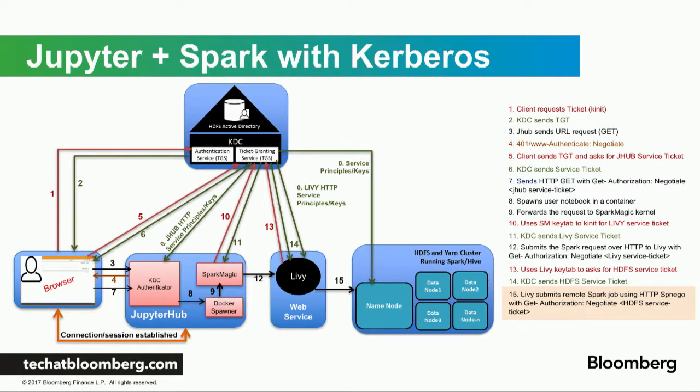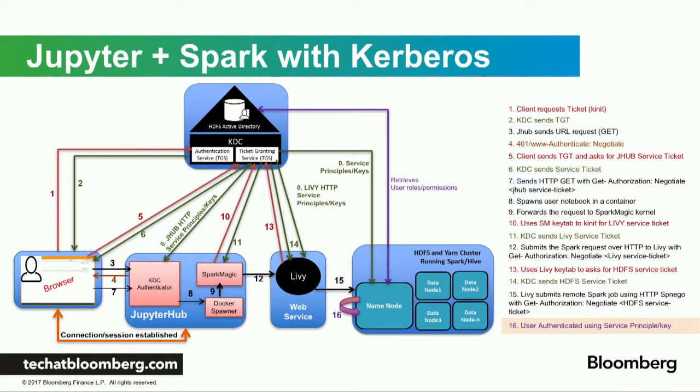Then Livy is going to send the request to HDFS. HDFS is going to use Livy's ticket to authenticate, and it's going to retrieve the user information as before. Once it does, the connection between Livy and HDFS has been established. This is how the entire communication works from end to end. Maybe it looks like a slightly complicated slide now. That's why I put all the messages on the right-hand side. But let me summarize the changes that we have talked about so far.